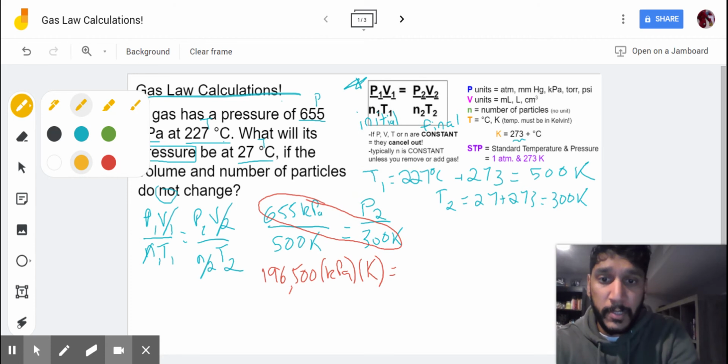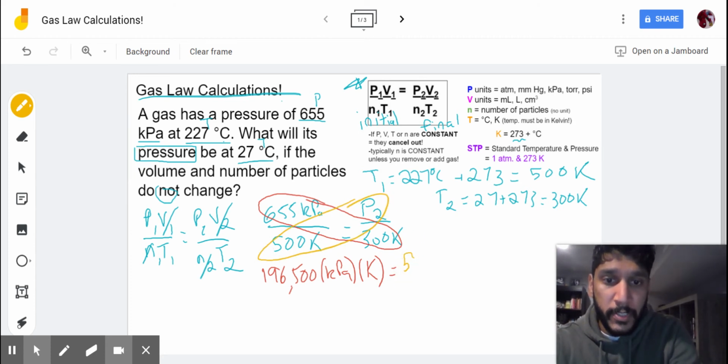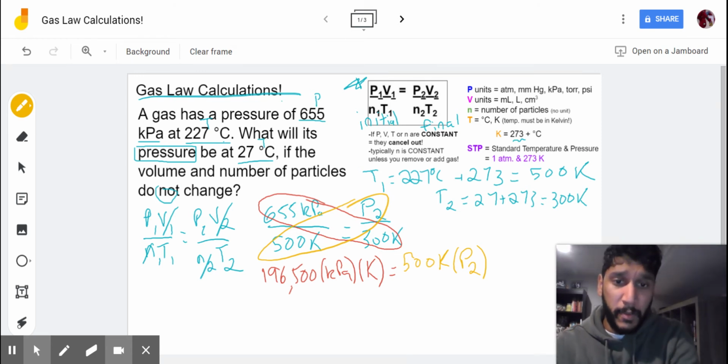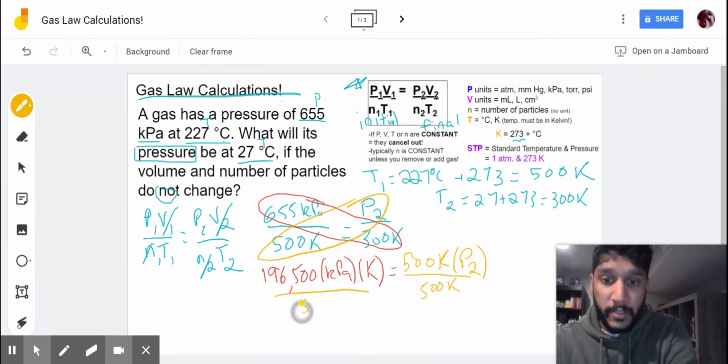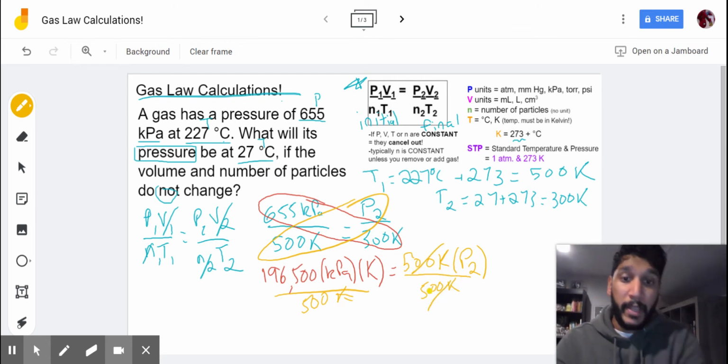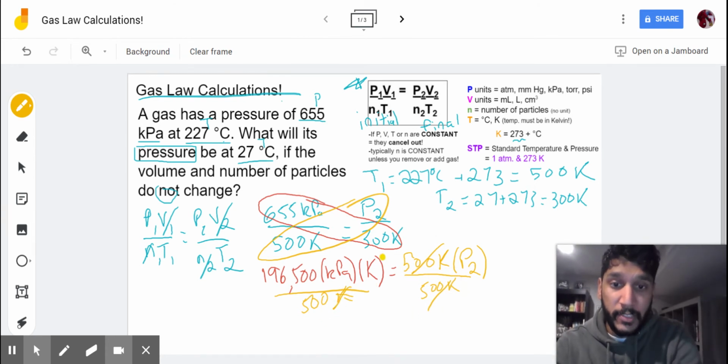Let's go and change colors one more time here. So we got 500K, P2. All right, if I want to isolate my variable, I want to get P2 by itself. So what do I want to divide both sides by? I want to divide both sides by 500 Kelvin to isolate P2. So on this side, 500K is just going to cancel out with 500K. My Kelvin on my other side is going to cancel out with that Kelvin.